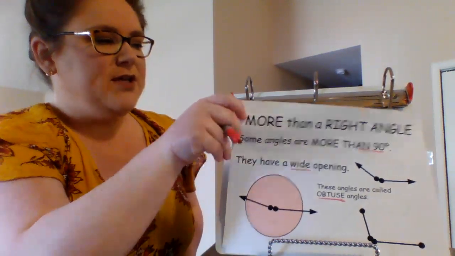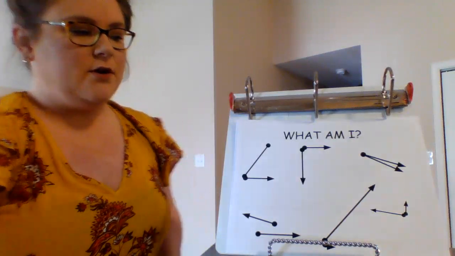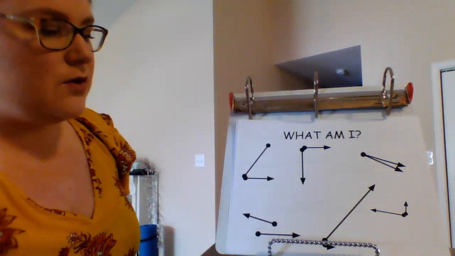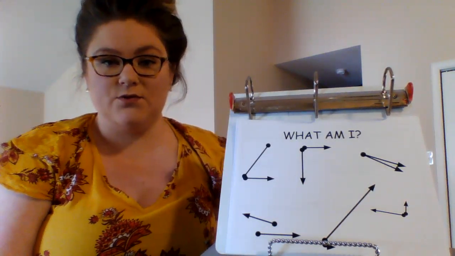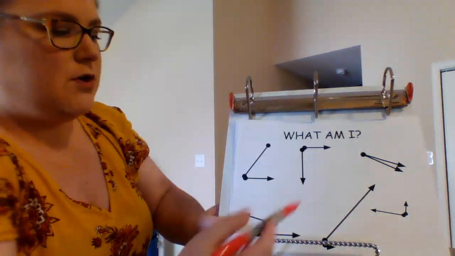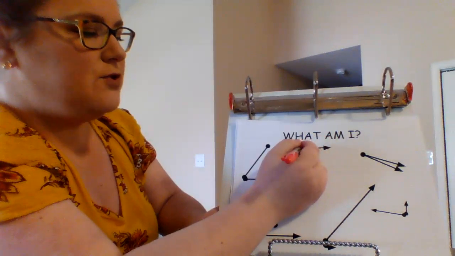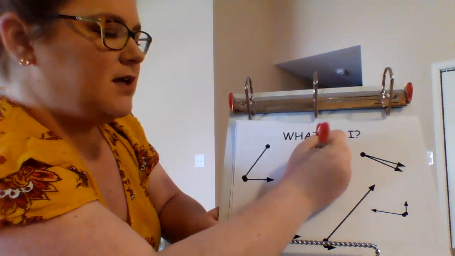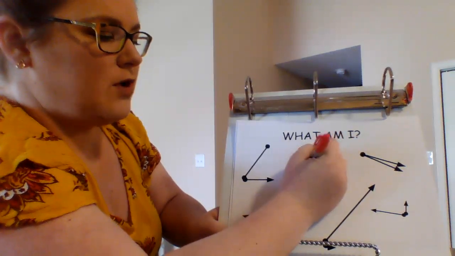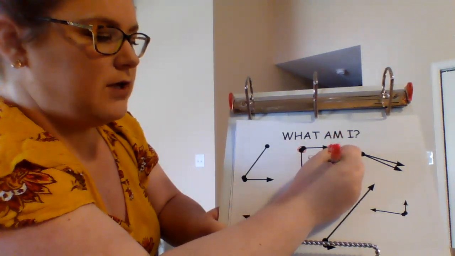So let's see if we can pinpoint what some of these angles are in my examples here. The first thing I'm going to do is find my L-shape angles. I know that those will be the right angles. So here I have two rays that share an endpoint making that corner. So this is a right angle.